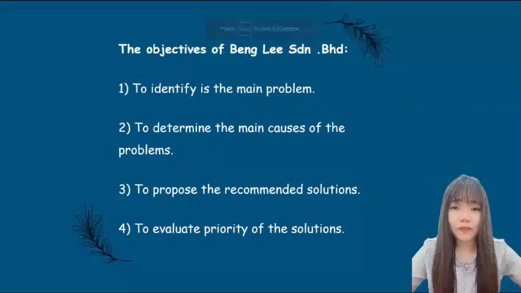Next, the objectives of Teknik Sentian Berhad. Number 1, to identify the main problem. Number 2, to determine the main causes of the problems. Number 3, to propose the recommended solution. And the last one, to evaluate the priority of the solutions.